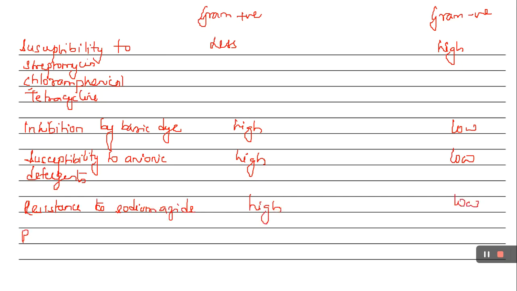Next is resistant to drying. Which one is easily dried? It is gram positive bacteria. They are resistant to dry. They are not easily dried. Okay, sodium azide, gram positive bacteria are resistant to sodium azide. So you have to make a table of which one is resistant to which of the chemicals.